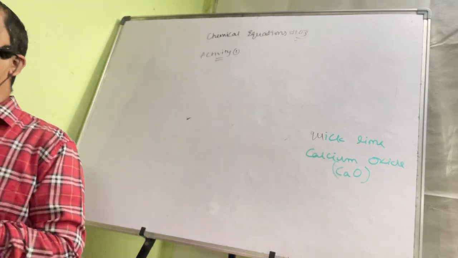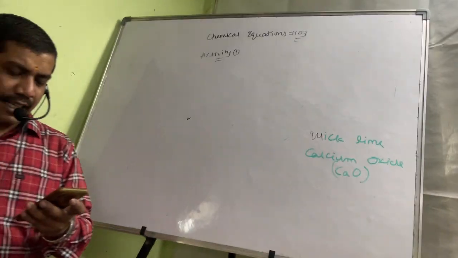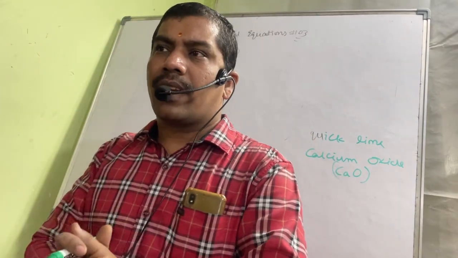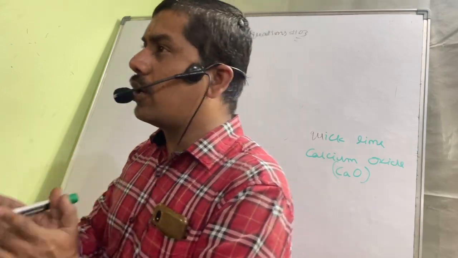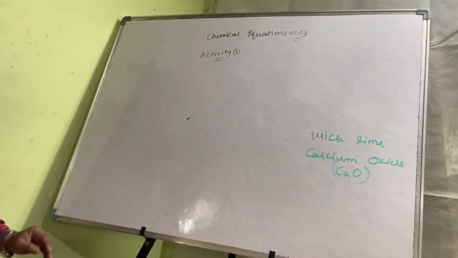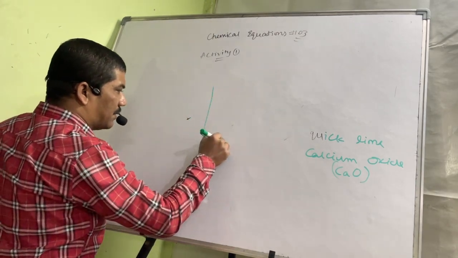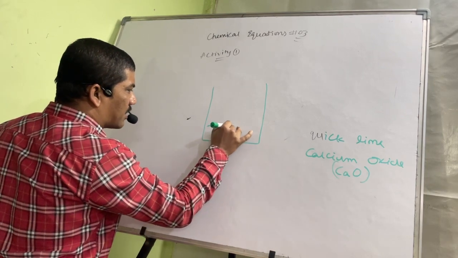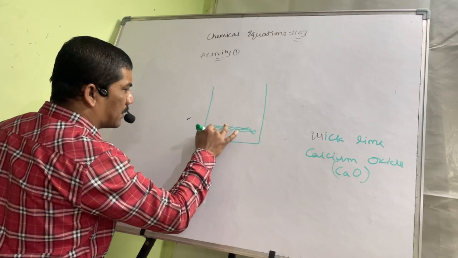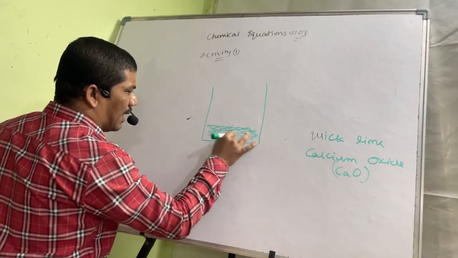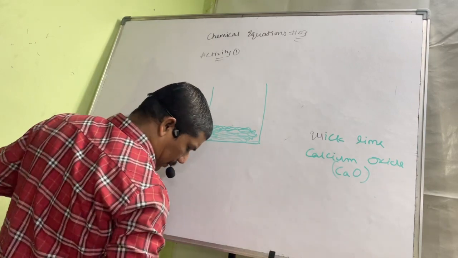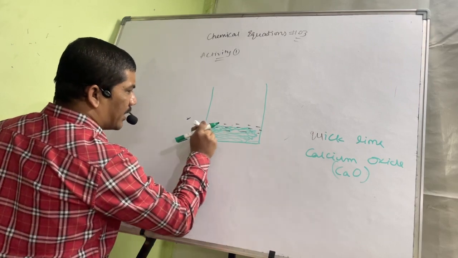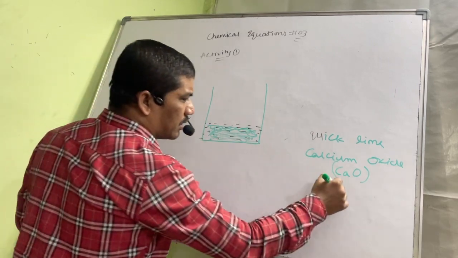Remember, we will always add distilled water. Right. After adding water, you have to touch the beaker and see whether the beaker is hot or not. Clear? So what we do here, we'll take one beaker. We will add some amount of calcium oxide. It will be in the form of a little bit of powder. Right. And in that calcium oxide, you add some amount of water. But that must be distilled water.